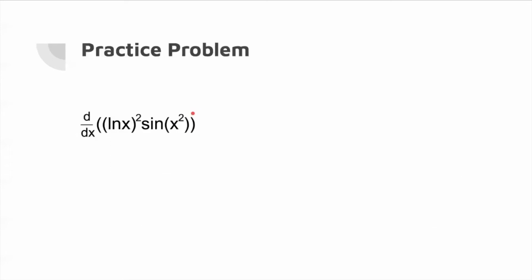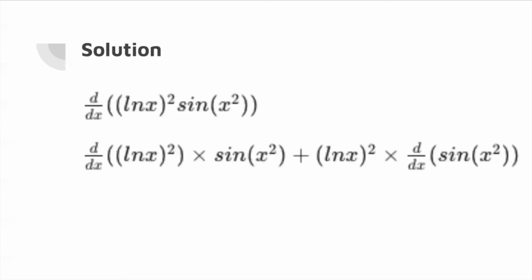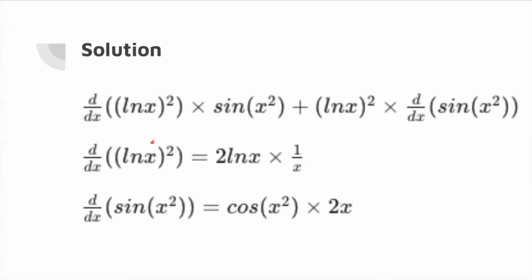All right, this is the fifth practice problem. To solve this, you first use the product rule. So the derivative of this function times this function, plus this function times the derivative of this function. And you use the chain rule to find the derivatives of these two functions. So for this, the inside function is ln x, the outside function is x squared. So you first find the derivative of x squared, which is 2x, and you replace the x with ln x, and then times the derivative of ln x, which is 1 over x.